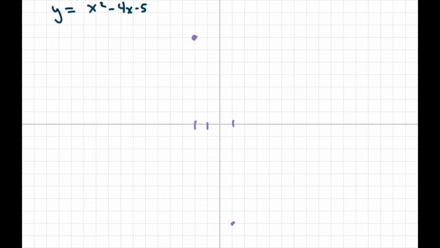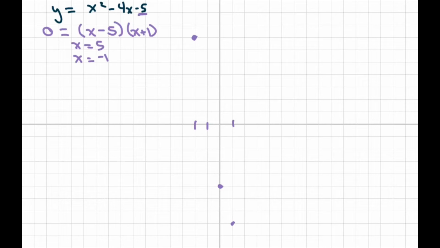All right, now let's factor this and set it to 0. We have a y-intercept at -5. 1, 2, 3, 4, 5. Right here, you just get your y-intercept. You factor this, you get x minus 5, x plus 1. So we have x at 5 and x at -1.